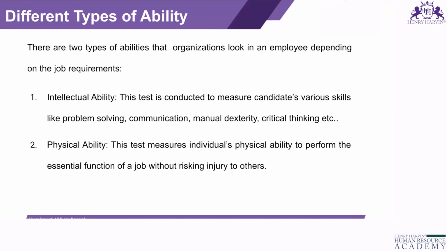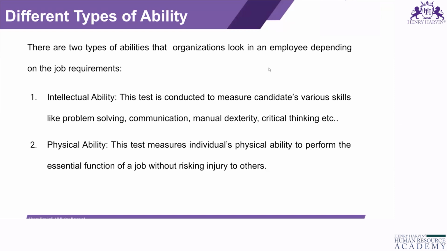There are two types of abilities that organizations look for in an employee depending on the job requirement. First is the intellectual ability. This test is conducted to measure candidates' various skills like problem solving, communication, manual dexterity, critical thinking. Then comes the physical ability. Physical ability will check the ability to perform that particular task without injury to others.